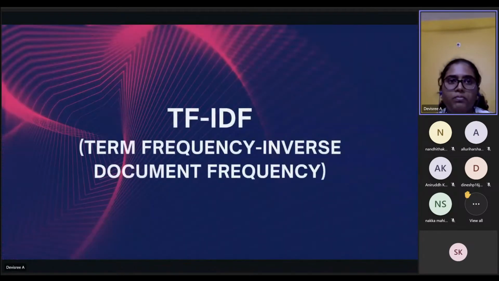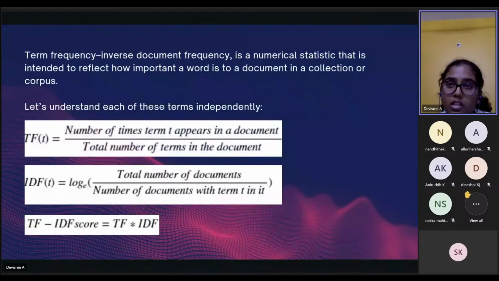Hence, a new form of word embedding was introduced, that is TF-IDF, term frequency inverse document frequency. This is not exactly a numerical representation of the given word. Rather, it is a numerical statistic which shows how important a word is in a collection of documents. A collection of documents is also called a corpus. So it reflects how important the word is in the corpus.